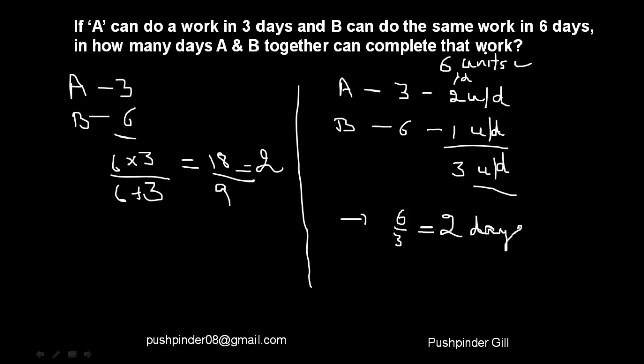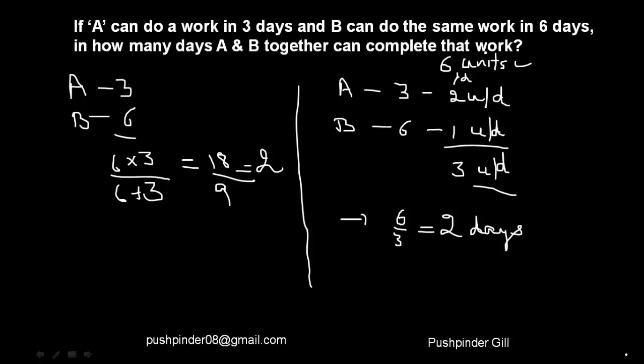Now let me just recap this whole procedure here. A takes 3 days to finish the job, B takes 6 days to finish the job. So I assumed the work to be of some units. Let me assume the work is of 6 units. So if this work is of 6 units and A is able to finish the job in 3 days, that means the rate at which he is finishing the job is 2 units per day. The rate over here is 1 unit per day. So together they are finishing 3 units per day. So if they both are finishing 3 units every day, to finish 6 units, they're going to take 2 days.